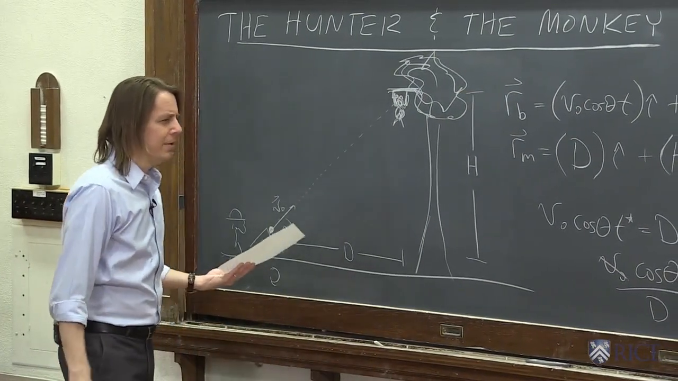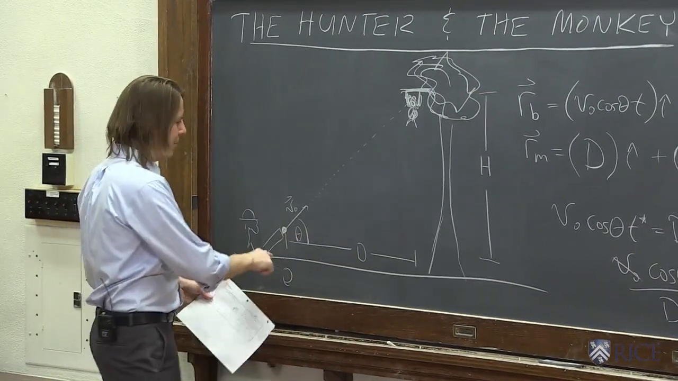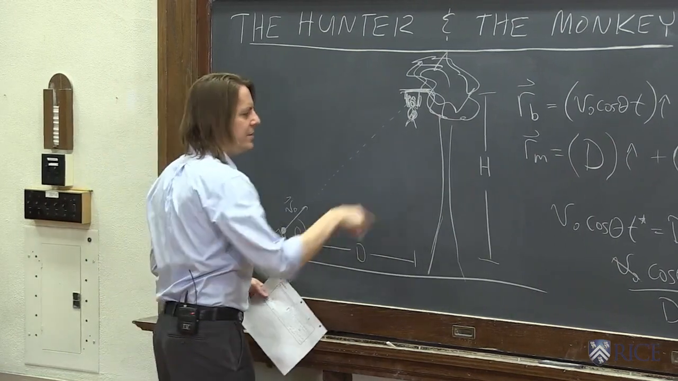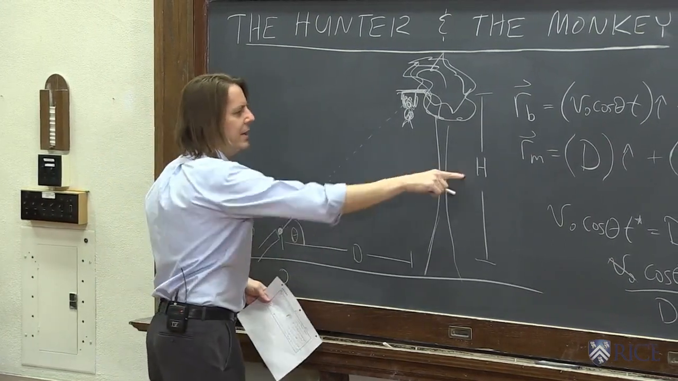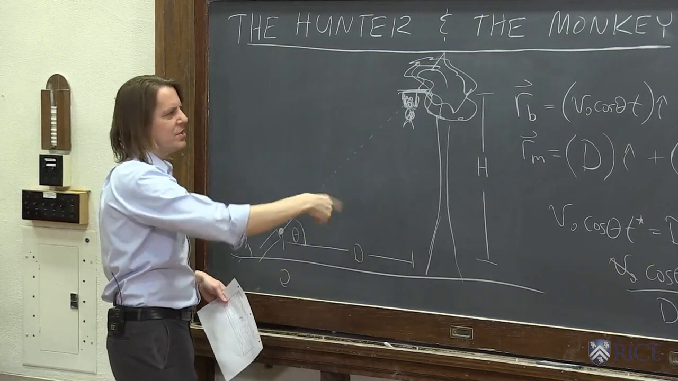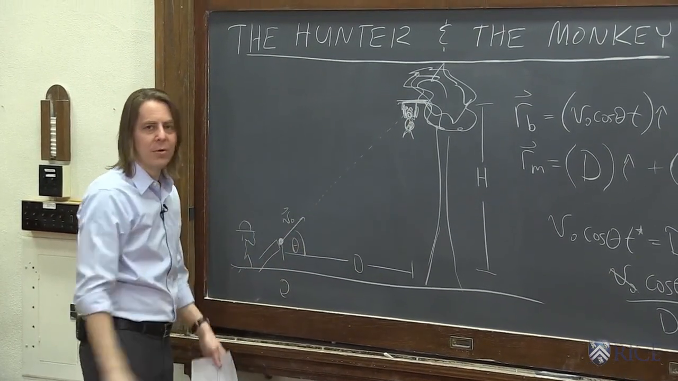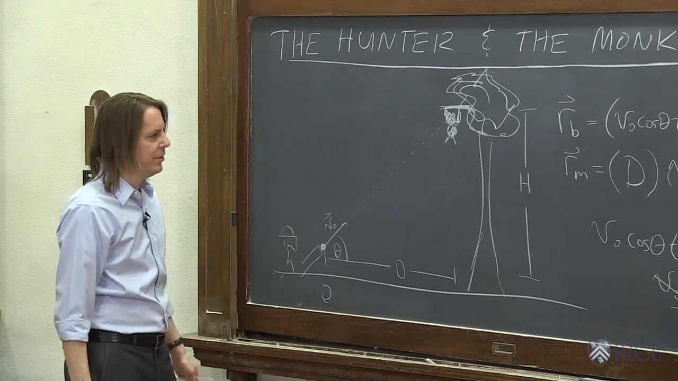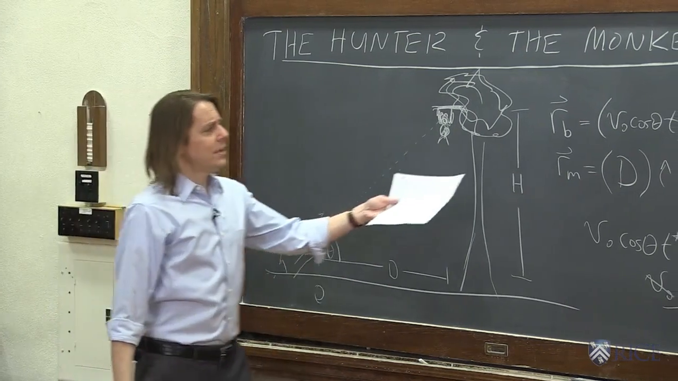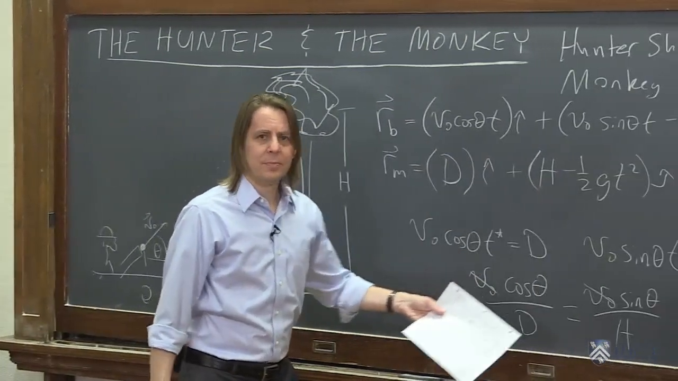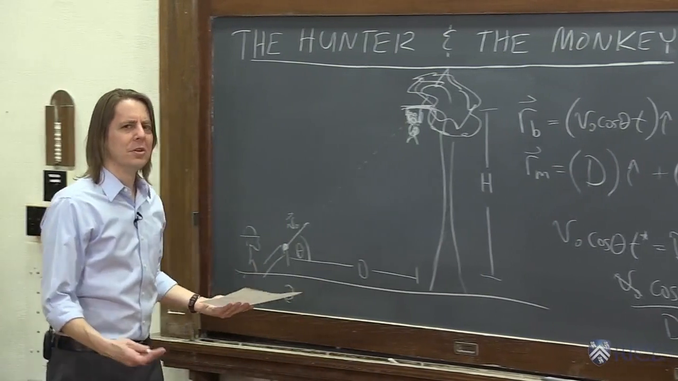Well, is that what we have here? It is. Look at this triangle right here. Here's theta, here's h, and here's d. What's the tangent of theta? h over d. This is the condition you need for the hunter to be aimed right at the monkey, that tangent theta is h over d. So according to kinematics, it seems like it will hit. And according to your intuition, it will probably hit.